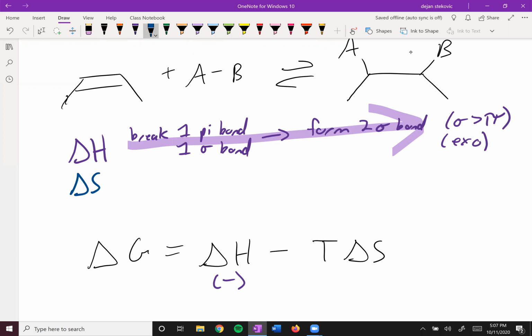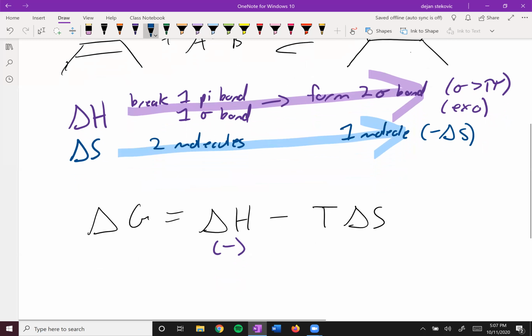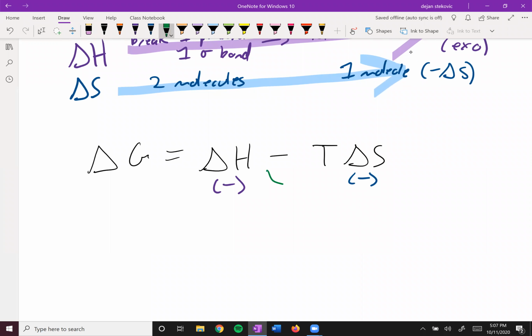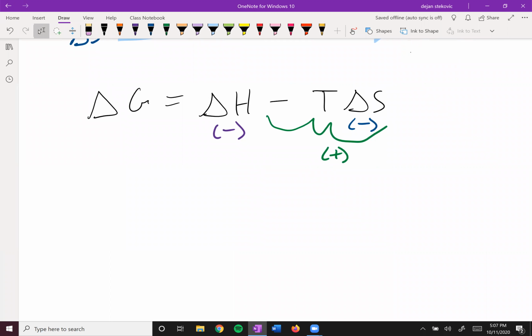Let's take a look at our delta S, going from left to right. Here on the left side, we've got two molecules: our alkene and our AB. And then on the right side, we only have one molecule, our addition product. And so going from left to right, we've lost entropy. So delta S is negative. But this whole thing is negative T delta S, and so a negative times a negative ends up being a positive. And so you can see we have one part that favors spontaneity and one part that disfavors spontaneity. And so it all depends on this value of T.